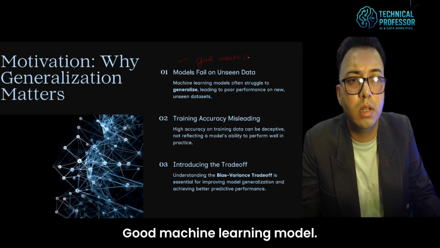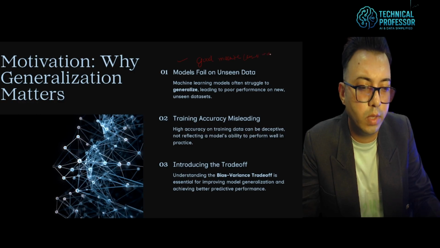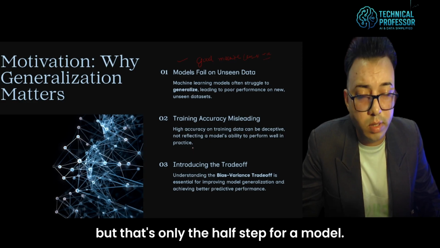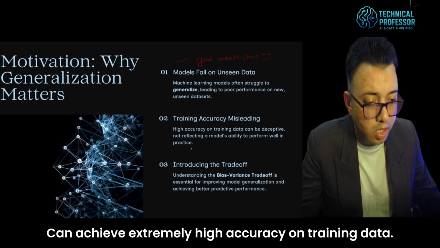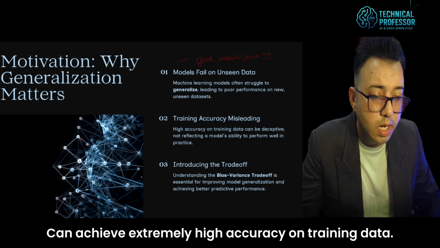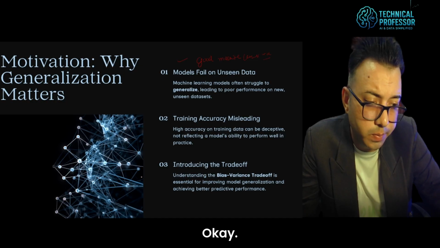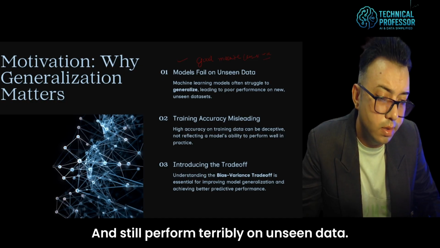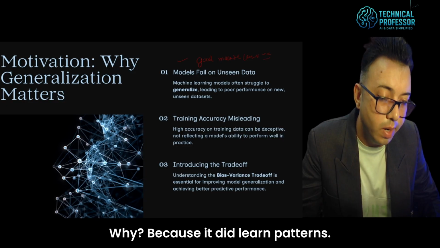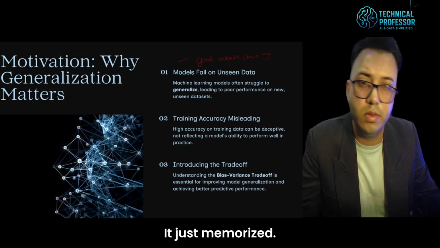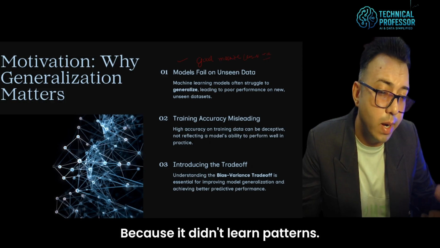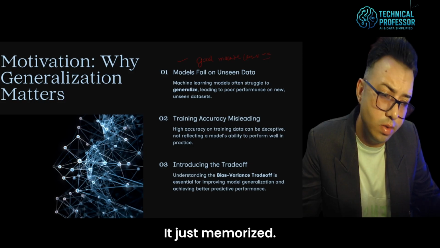Most people say high accuracy, but that's only half the story. A model can achieve extremely high accuracy on training data and still perform terribly on unseen data. Why? Because it didn't learn patterns, it just memorized.